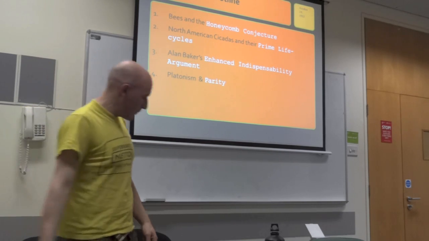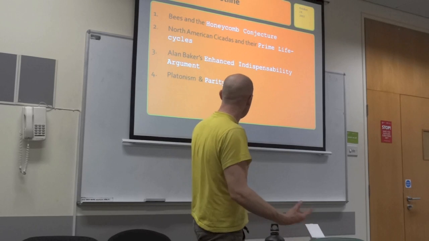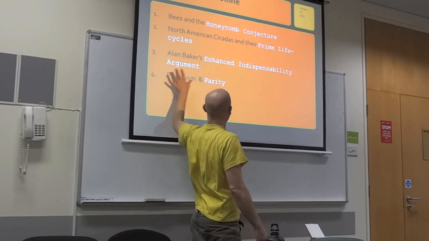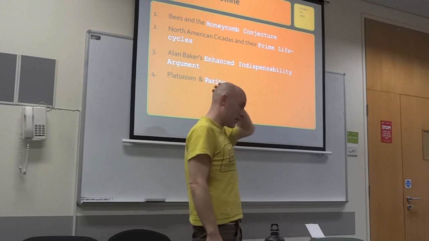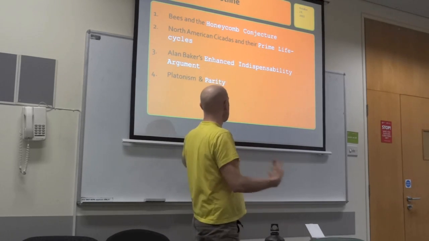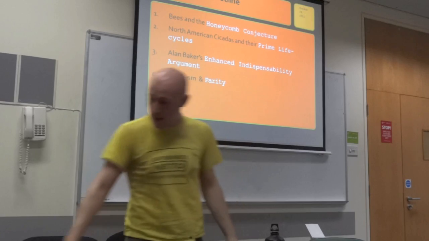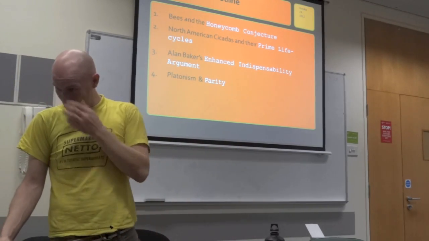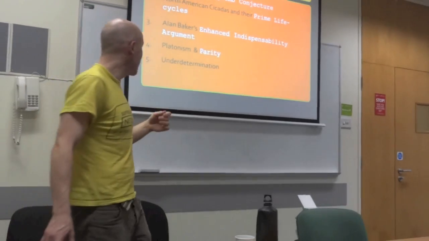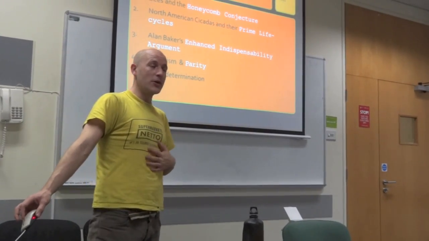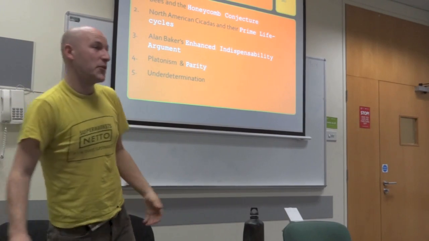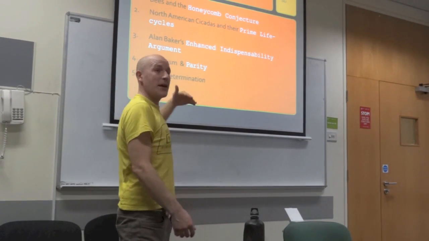I want to bring up two of the things. His argument is an argument for a position called Platonism about mathematical objects. And his argument hinges on a notion of parity, so I'll introduce what I mean by that. And then, I can't remember whether I updated this slide. Yeah, no, that's right, I'm going to talk about underdetermination, which is a key issue in the philosophy of science, and relates to all of this.